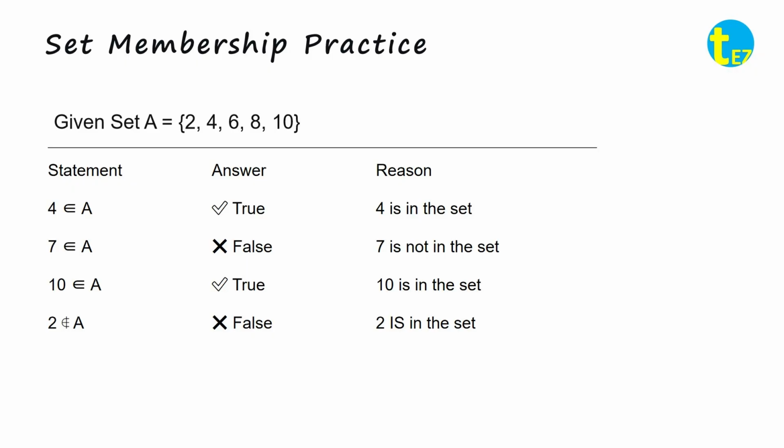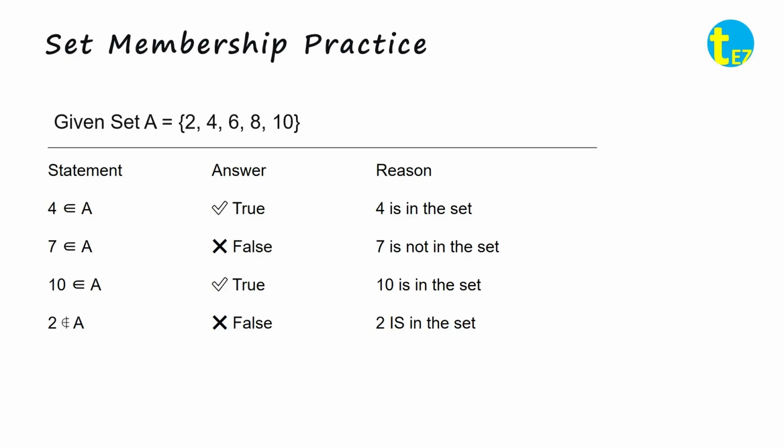Second statement: 7 is an element of A. Is 7 in our set? No, 7 is not there. We have only 2, 4, 6, 8, and 10, but not 7. So this is false. Third statement: 10 is an element of A. Is 10 in our set? Yes, absolutely. So this statement is true.